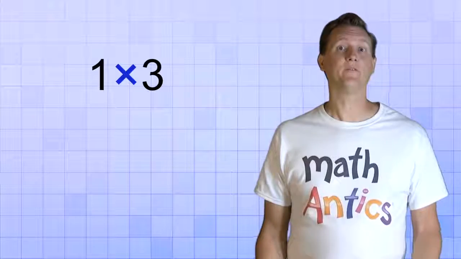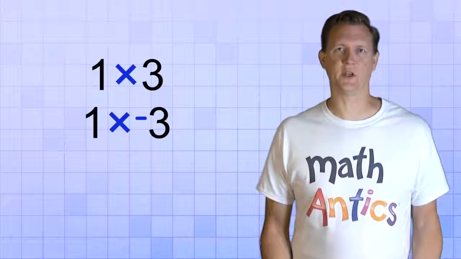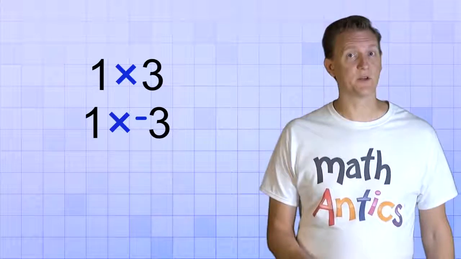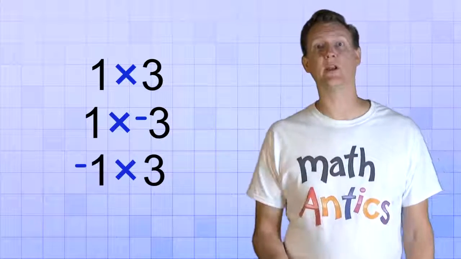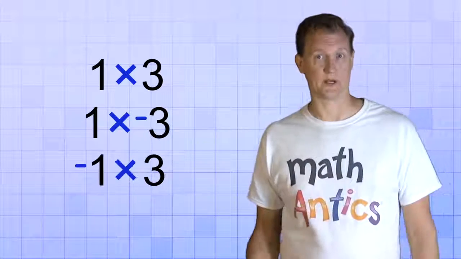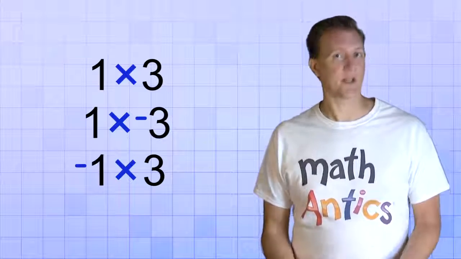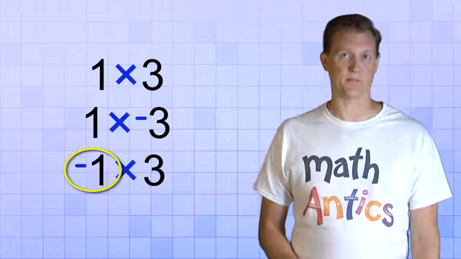On the other hand, what if you have negative 3 instead? We could still factor out a 1 from it and nothing would change. You'd have 1 times negative 3. But because the number's negative, we could also factor out a negative 1. Doing that would give us negative 1 times 3. So one way to think about negative numbers is to imagine that they're just like positive numbers, but they always have a factor of negative 1 built into them.